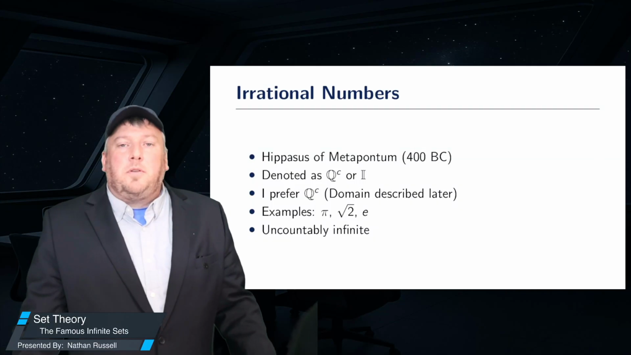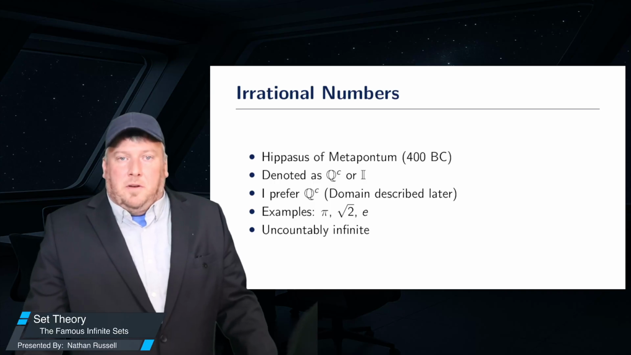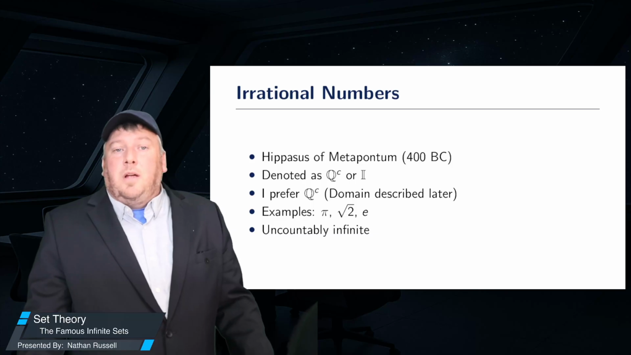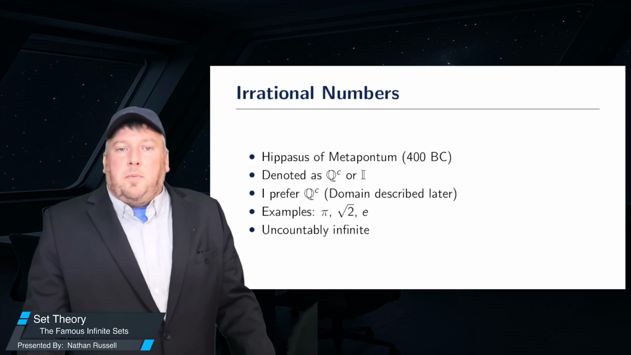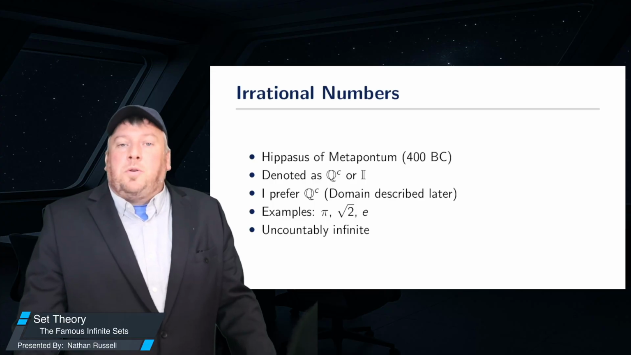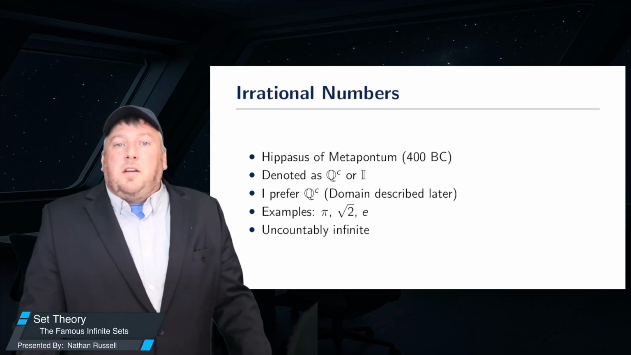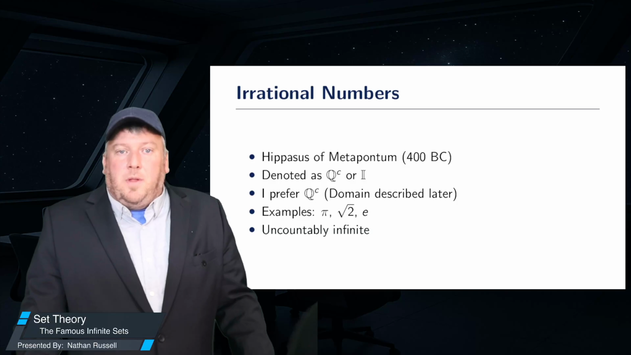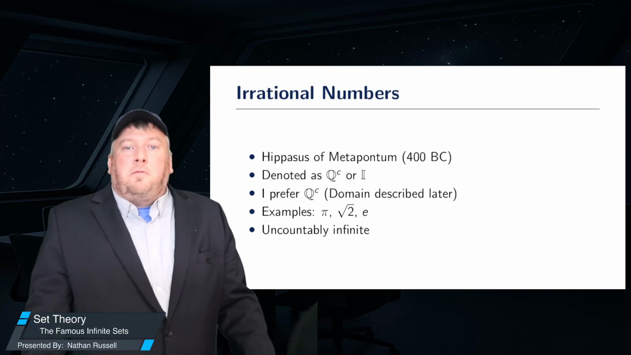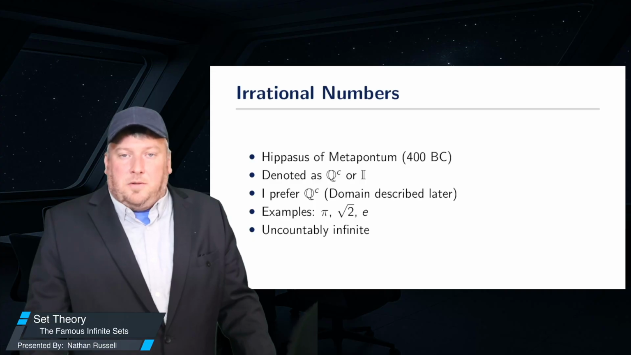The irrational numbers, they are our next famous infinite set. They include values like pi, the square root of 2, and e. Their decimal representations never form a fixed length repeating pattern or terminate. They cannot be expressed as a ratio of integers. The irrational numbers are an uncountably infinite set, meaning they are far more dense than the set of rationals.